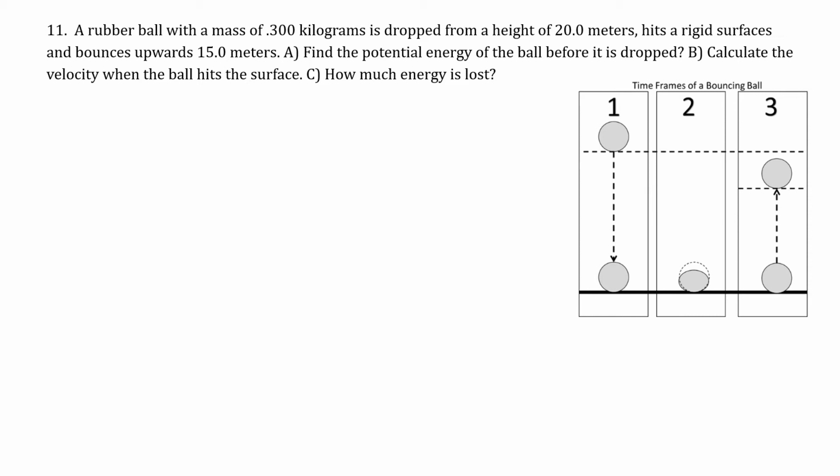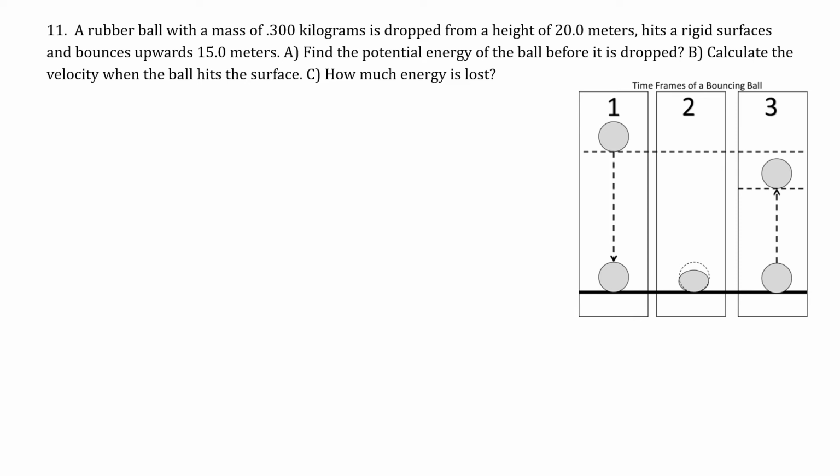A rubber ball with a mass of 0.3 kilograms is dropped from a height of 20 meters, hits a rigid surface, and bounces upward 15 meters. A, find the potential energy of the ball before it is dropped. B, calculate the velocity when the ball hits the surface. C, how much energy is lost.